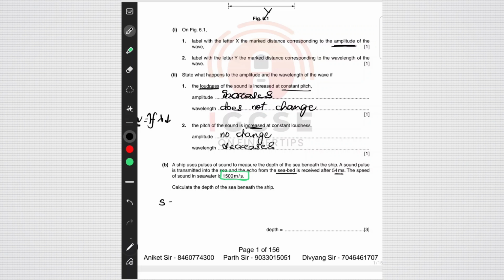Now we know that speed is equal to distance upon time, but the sound goes from the ship, right? If this is the ship, it goes to the seabed and then comes back, so it has traveled twice the distance. So 1500 is equal to 2d, it has traveled 2 distance, and all of this is done in 54 millisecond. Milli is 10 to the power minus 3, right?